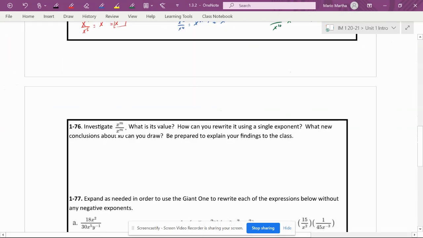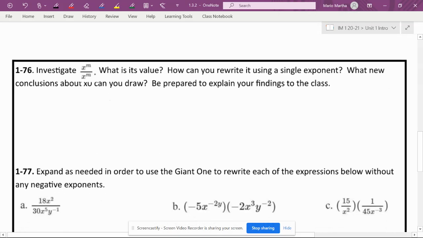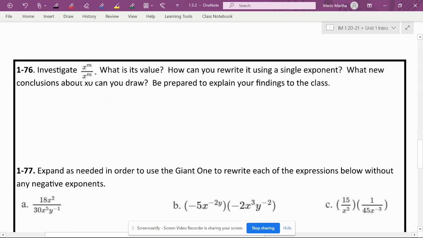All right. So now investigate problem 176. Investigate x to the m over x to the m. What is its value? And then how can you rewrite it using a single exponent? What new conclusion about x to the 0 can you draw? And then again, let's see what happens.